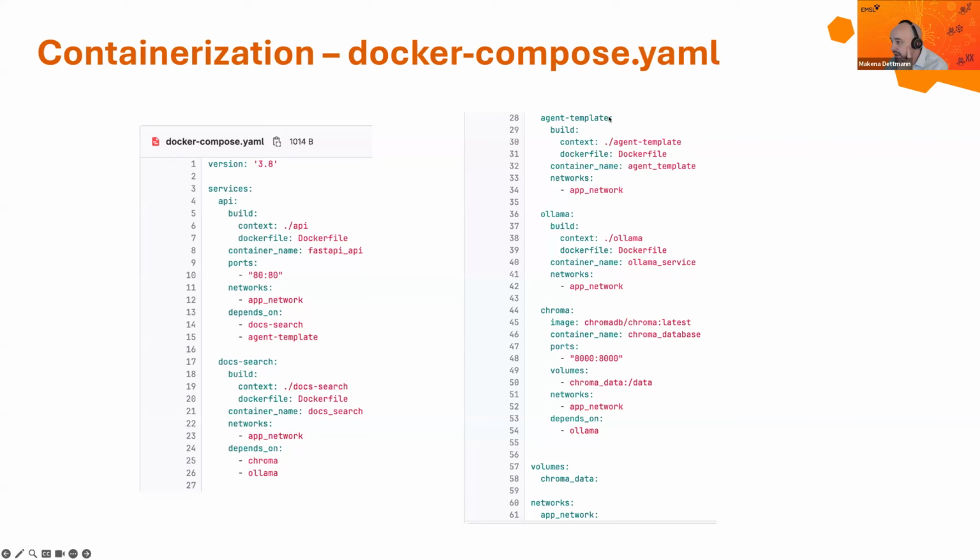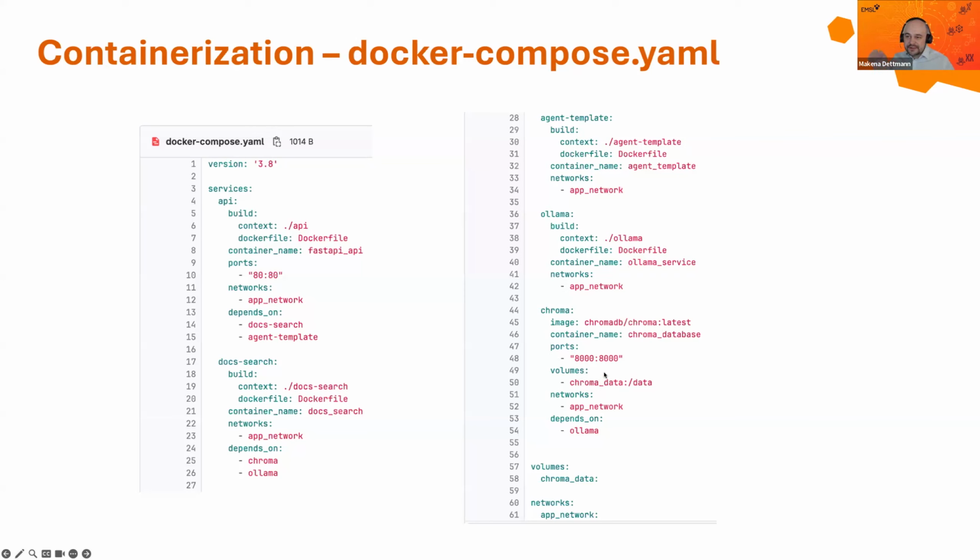I've got an agent template, which is, this particular project is to show folks how to combine agents together into a multi-agent framework. I've got an Ollama locally that's just for basic encoding to build my Chroma DB. And then I've got a Chroma service. So this Chroma service can be shared across the other services as well.